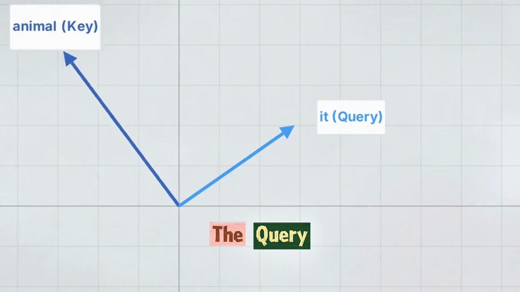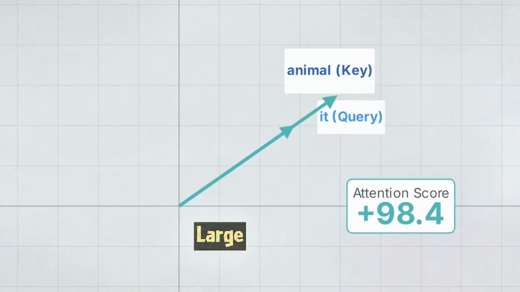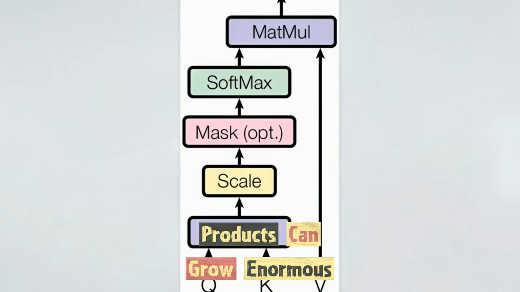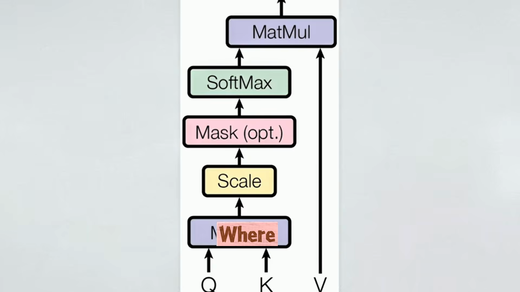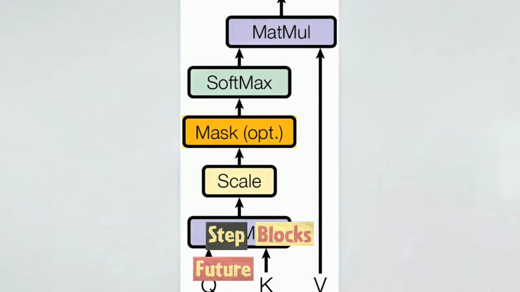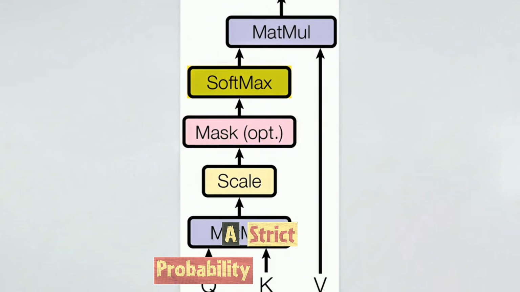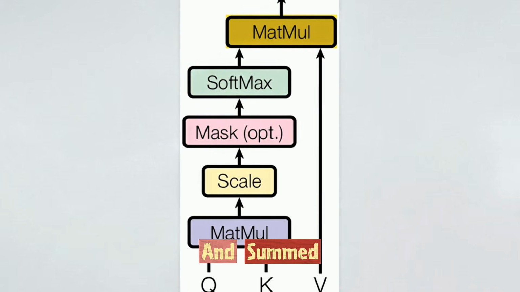For example, the query vector for "it" might strongly align with the key vector for "animal," producing a large positive number. For large dimensions, dot products can grow enormous in magnitude. This pushes the subsequent softmax function into regions where it has extremely small gradients, which stalls learning. To prevent this, the dot products are scaled. Next, an optional masking step blocks future tokens. A softmax function normalizes these scores into a strict probability distribution. Finally, these weights are multiplied against the value vectors and summed.